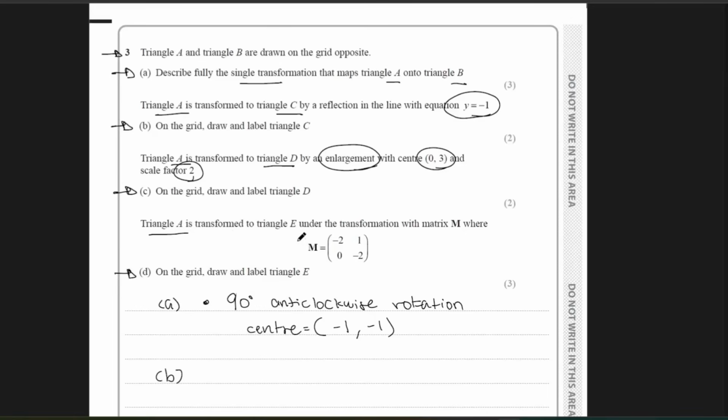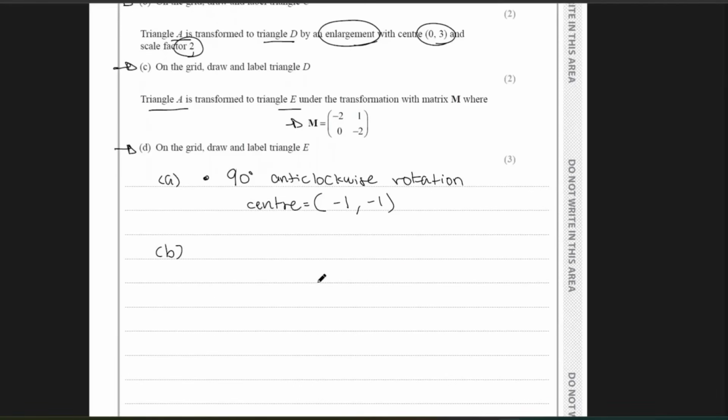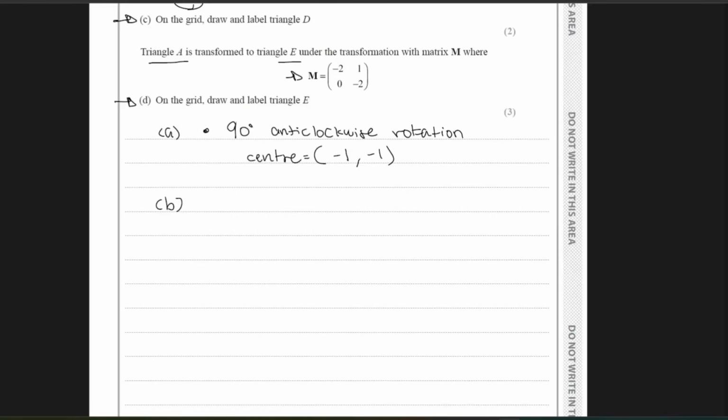Triangle A is transformed to triangle E under the transformation with matrix M, where the matrix is given. On the grid, draw and label triangle E. Okay, so A will be transformed to triangle E, we need to work out the coordinates of triangle E after the transformation. So let's solve the coordinates of triangle E using matrices. So transformation matrix M times the coordinates of triangle A will be equal to the coordinates of triangle E, according to the theory. So let's write down the matrices.